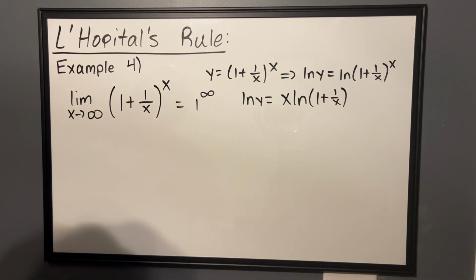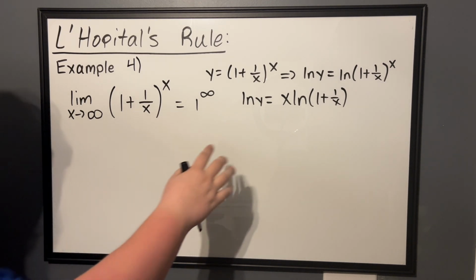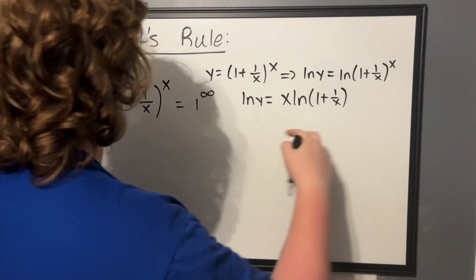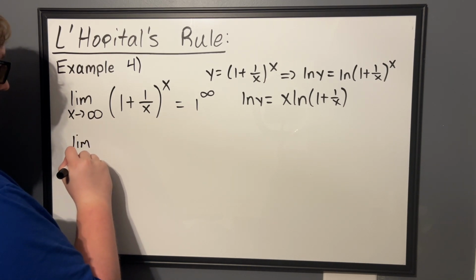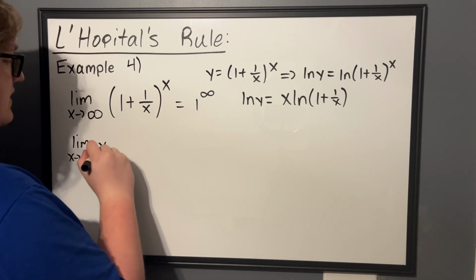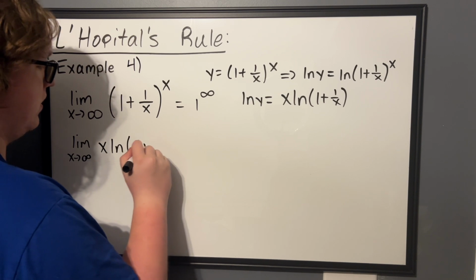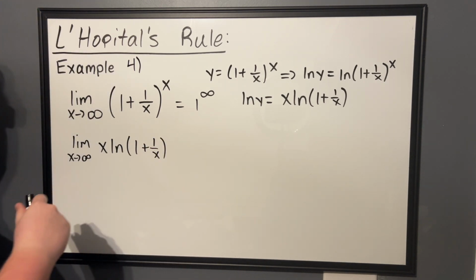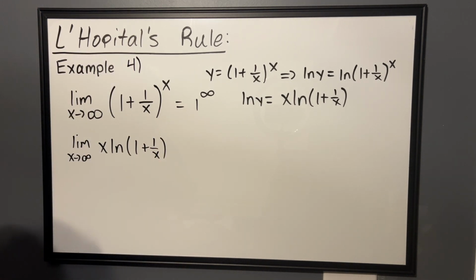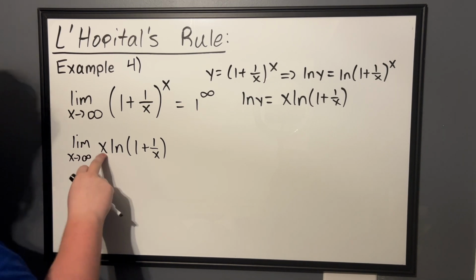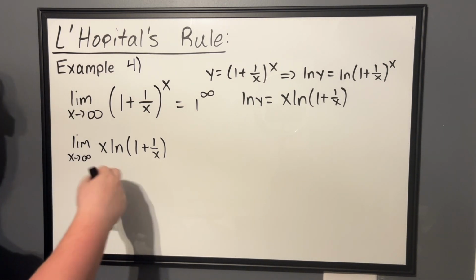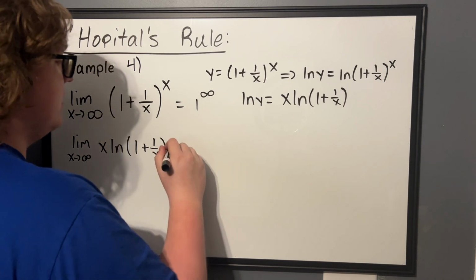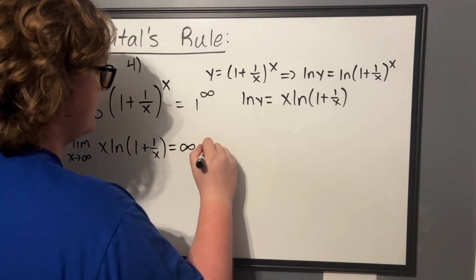Now, here's the way that this is actually going to work. We need to take the limit of this now. So we're going to look at the limit as x goes to infinity of x ln of (1 + 1/x). Now again, we need to look at what this gives us, right? When we plug in infinity here, we're going to get infinity. And when we plug in infinity here, we're going to get ln of 1, and ln of 1 is 0. So this is actually infinity times 0.